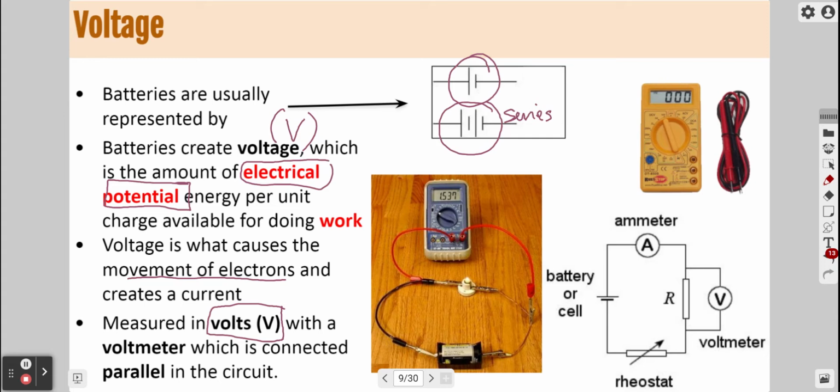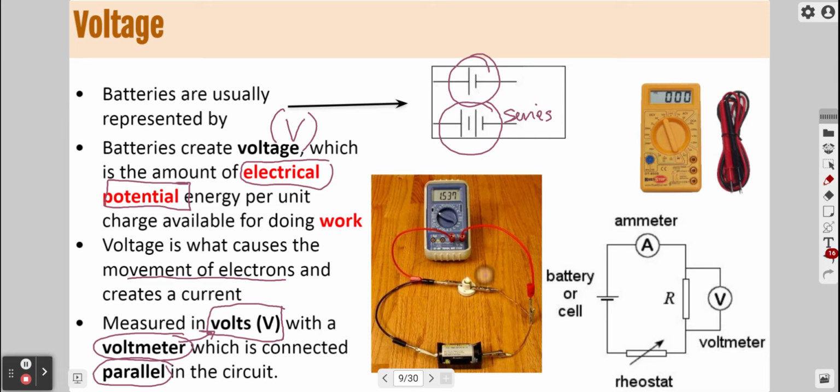All right, so now if you're going to use a voltmeter to measure your volts, like you use an ammeter to measure your amps, you need to connect it in parallel in the circuit to measure the voltage. So it doesn't go in series, it goes in parallel.